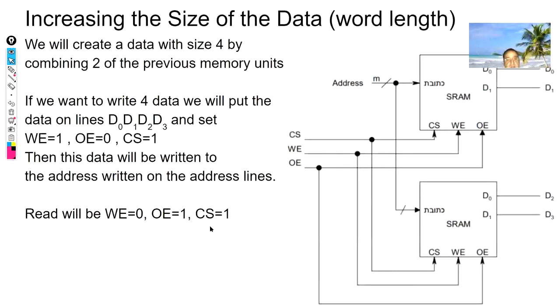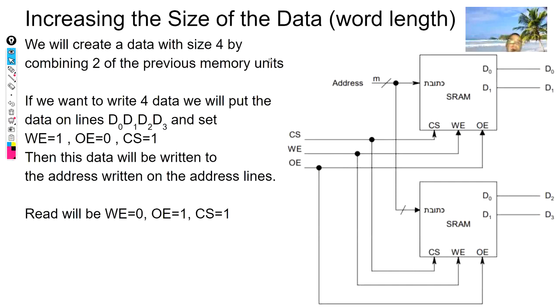Okay, let's see an example. Here is increasing the size of the data, essentially the word length. How can I do that? Well, I don't want to increase the address. So look what I do. My address was M. My address is still M, but I send that address down over here and over here. And this memory here is, let's say, 1 gigabyte, or it doesn't matter what it is. Actually, if M is 32, then this is 4 gigabytes, and this is 4 gigabytes.